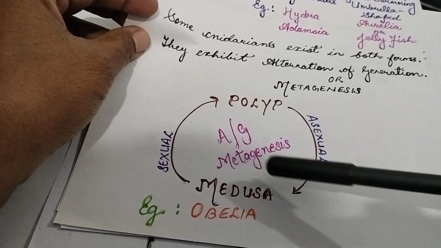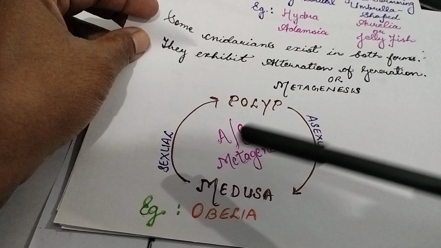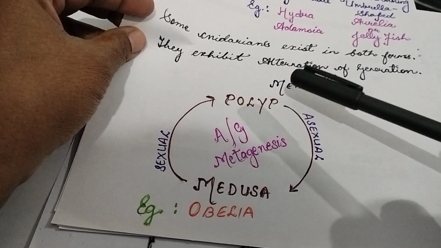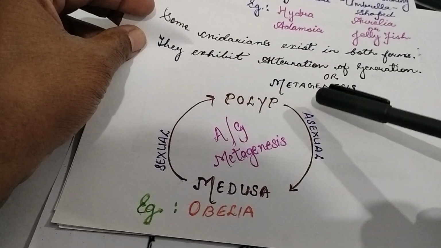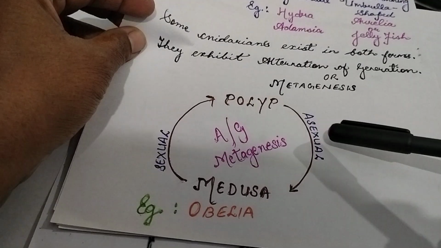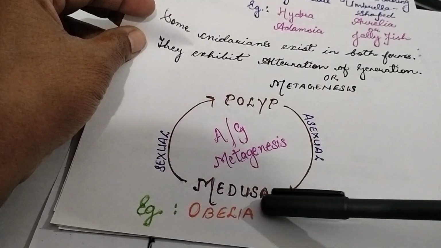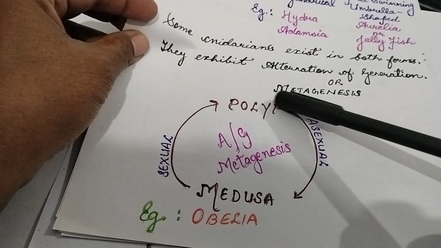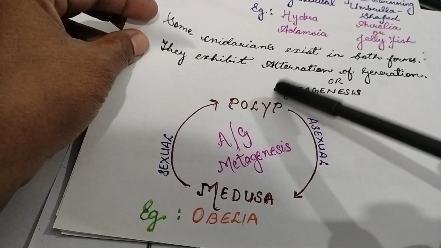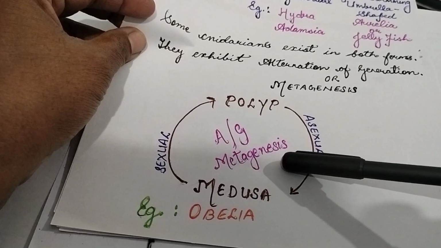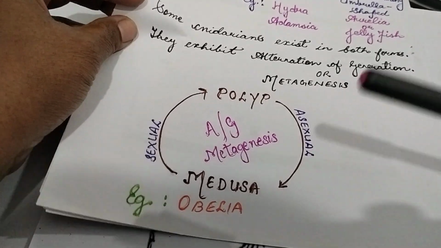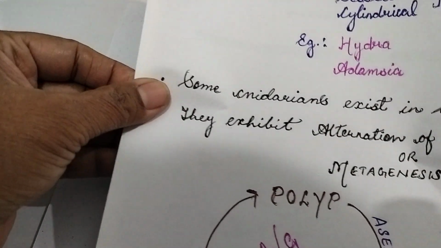Alright. Or here we also call it metagenesis. Polyp forms medusa asexually. Polyp reproduces asexually and forms medusa. Medusa by sexual reproduction forms polyp. Both the phases alternate with each other. This is called metagenesis or alternation of generation. Example, Obelia. A coelenterate, Obelia exhibits metagenesis.